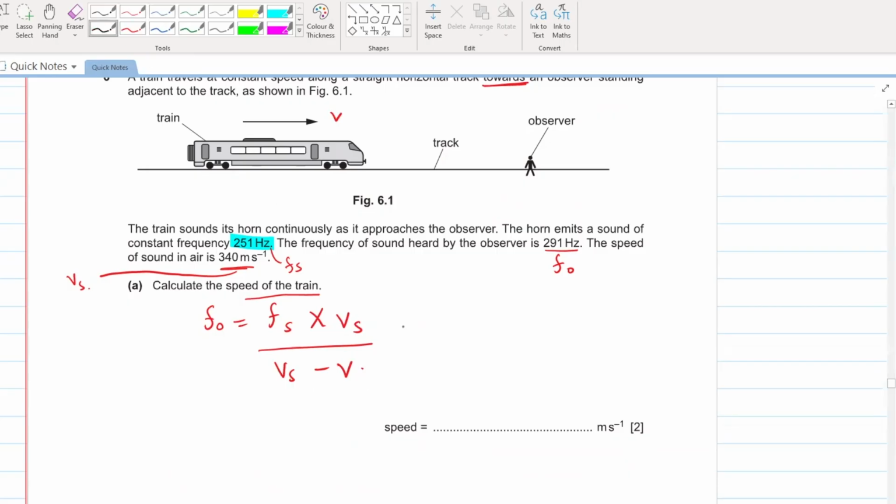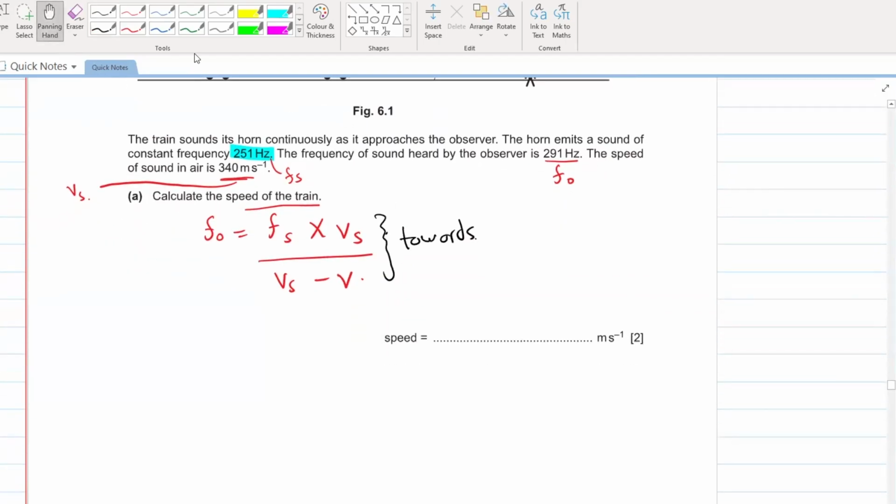Why have you applied this formula, sir? Because whenever a sound emitting source is moving towards an observer, you will apply this formula. What is the frequency observed? 291. What is the frequency of sound? 251, into the velocity of sound, that is 340, divided by the velocity of sound, 340, minus the speed of the train. Can you calculate the answer?